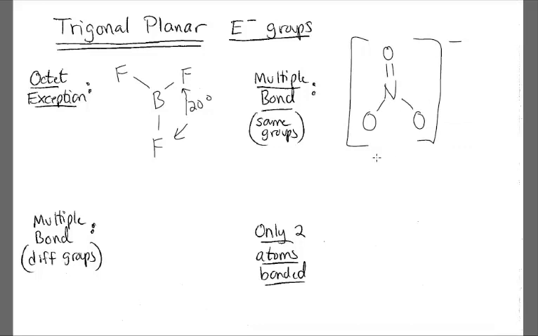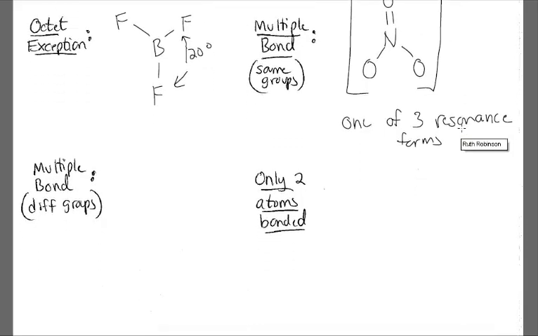And that's because it's one of 3 resonance forms. So actually that double bond could be at this position, it could also be at this position, and the average is that it's spread out over all 3, so they're equivalent, and all the angles are 120 degrees. Alright, but we can also get trigonal planar electron groups with unequal positions. Okay, and this is formaldehyde.